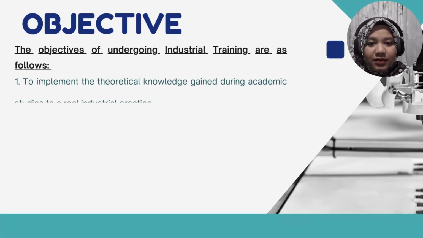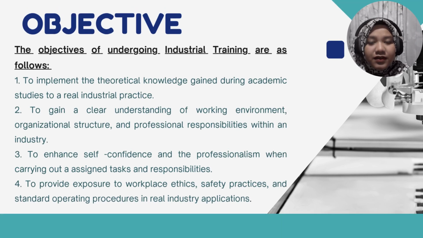So next, I will continue with the objective. There are a few objectives of undergoing industrial training. First is to implement the theoretical knowledge gained during academic studies into a real industrial practice. The second one is to gain a clear understanding of working environment, organizational structure, and also professional responsibility within an industry.